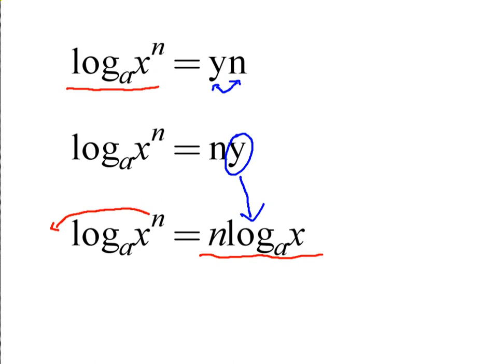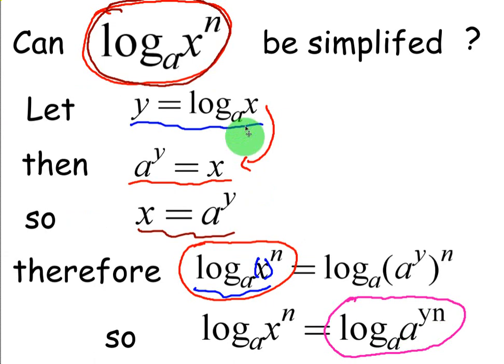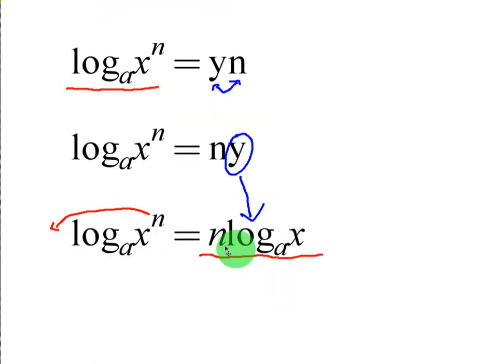Then I'm going to flip y and n to become ny. The last step of the proof is, we originally said that y was equal to log base a of x, so I'm going to replace that y with log base a of x. And now we have n log base a of x. So what I've just shown is that you can take this exponent and move it to the front. It just becomes the coefficient of the log and the exponent goes away.